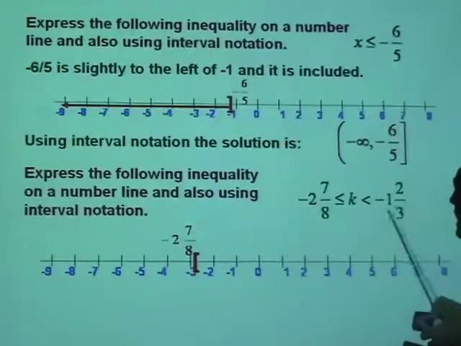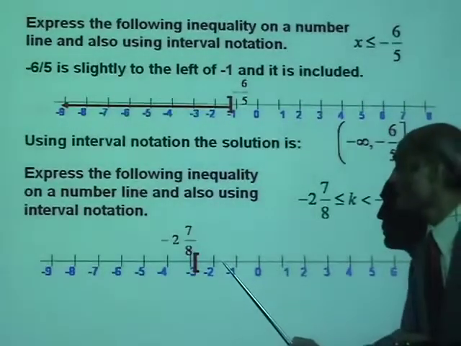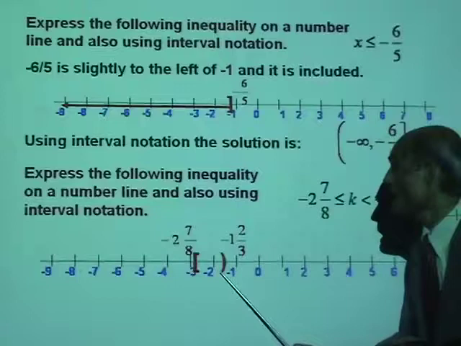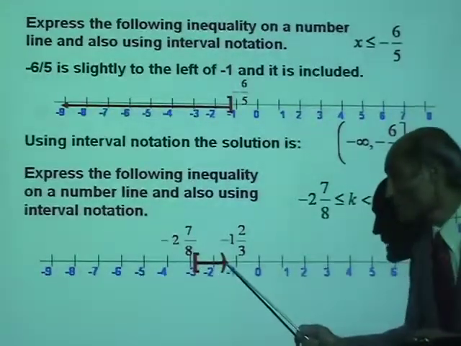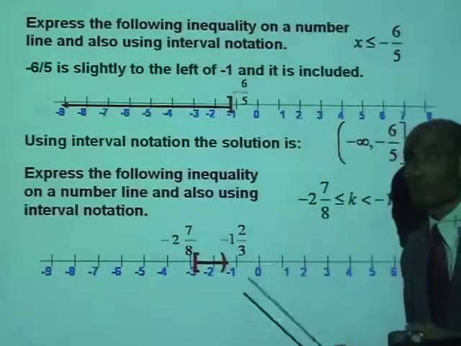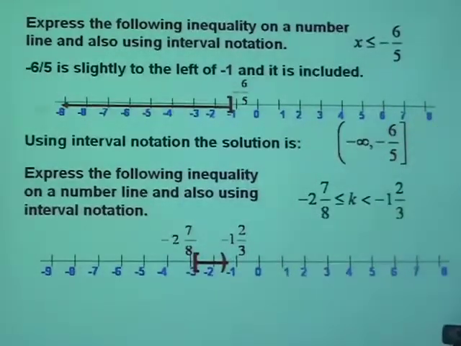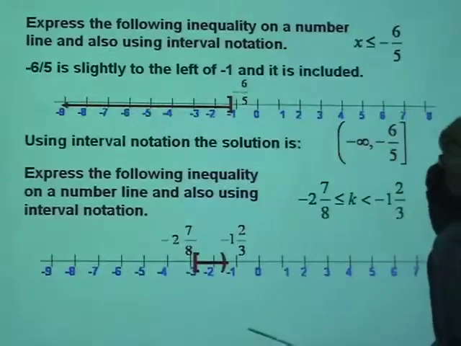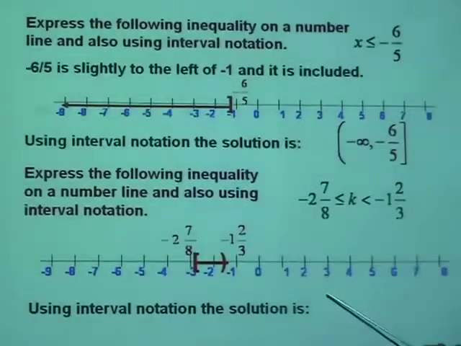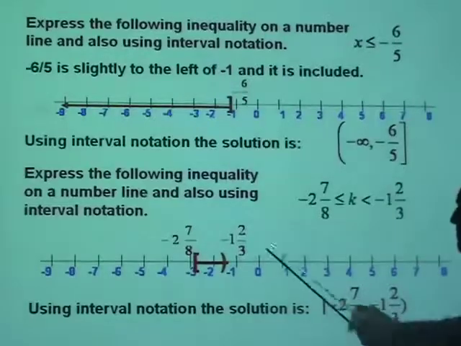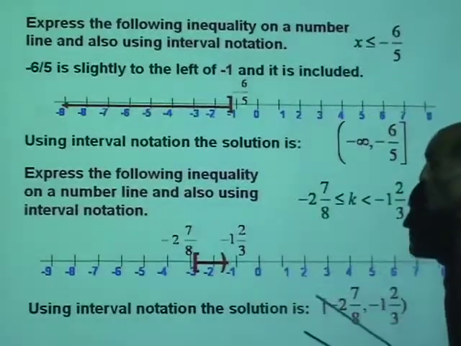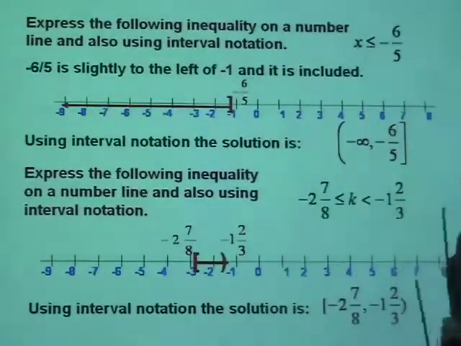And -1 and 2/3 will be over here. That is -1 and 2/3, and any number in between. Okay, let's move on. How will you write that on the interval? It will be bracket -2 and 7/8, comma, -1 and 2/3, parenthesis, because -1 and 2/3 is not included.